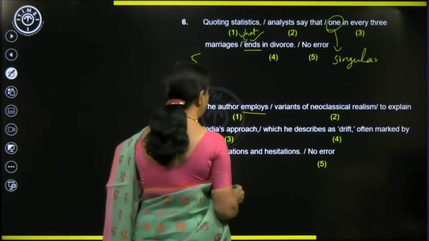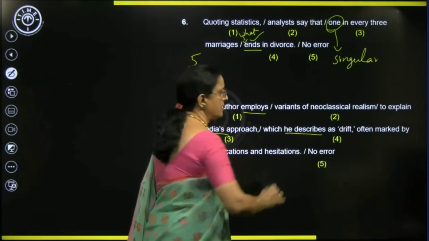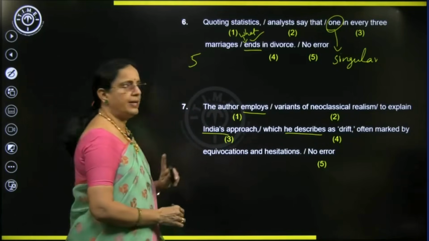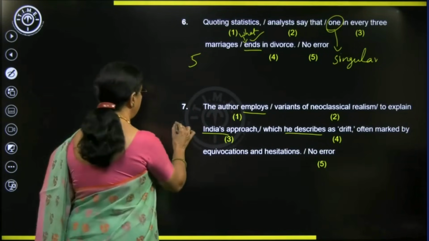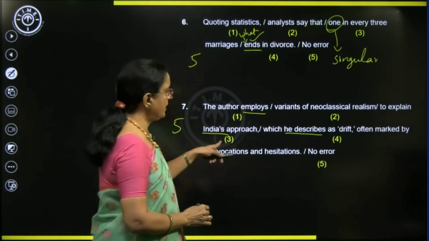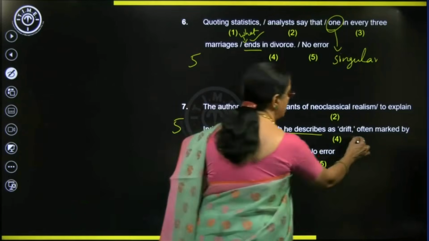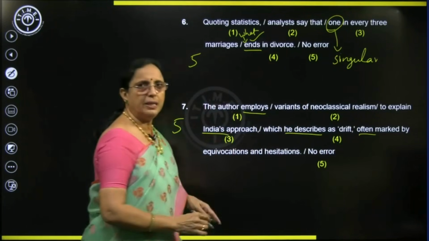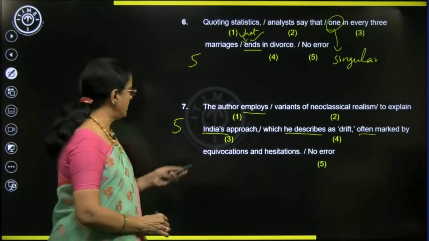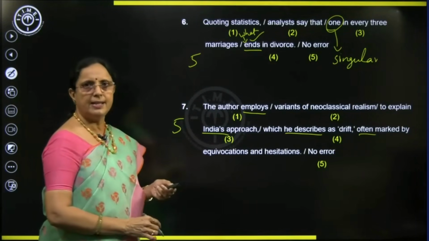So, this is correct. India's apostrophe is correct. Which he describes is correct. All right, there is no correction at all. So, answer is 5. So, check subject and verb agreement and apostrophe correction, and then adverb correction or usage of the adverb, often marked by. Everything is perfect. So, there is no error. If you know this, you can be confident about your answer.